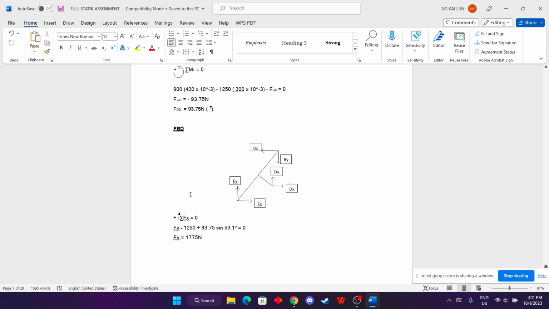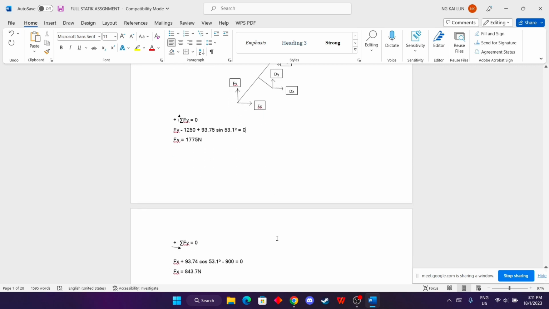Then we move to the next FBD here, we derive Fx equal to 0, and then we take the equation from the FBD, which is Fy minus 1250 plus 93.75 sin 53.1 degrees equal to 0, and then we got the final answer, Fy equal to 1775 Newton.